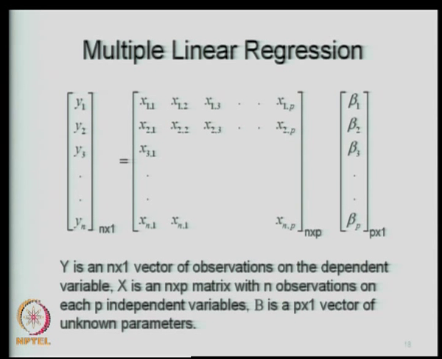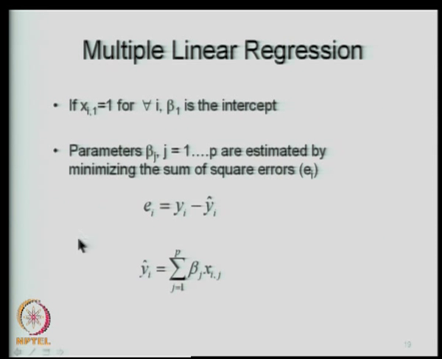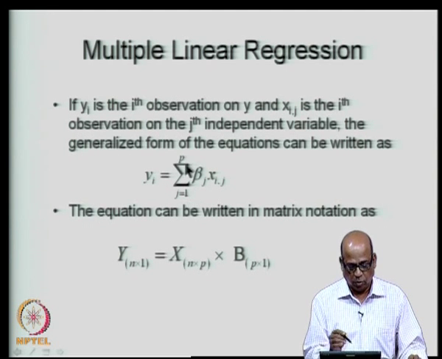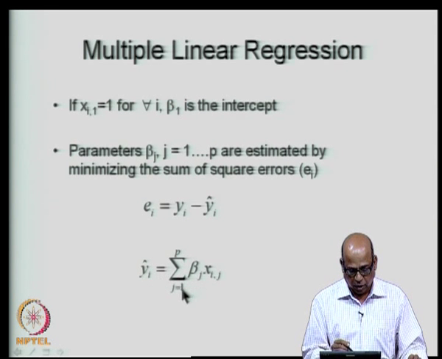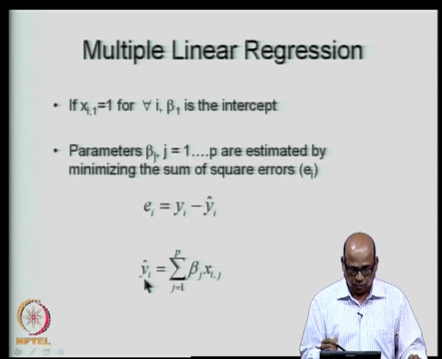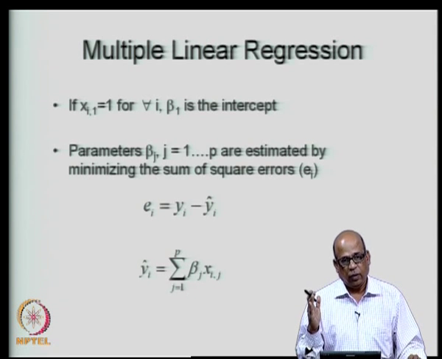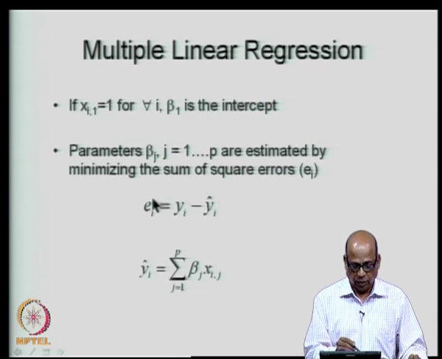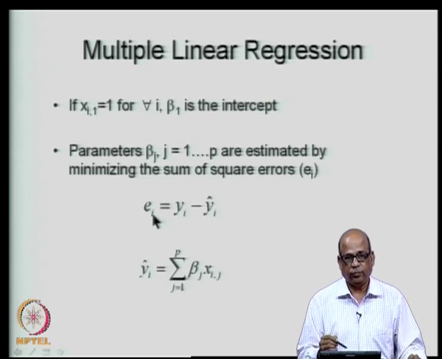Now, when we use these equations, we obtain the predicted values. So, we also write the predicted values from the same equation: y I cap is equal to the summation over j equal to 1 to p of beta j x I j. That is, when we use the expression, we get the predicted value corresponding to that. So, there is an observed value and there is a predicted value, and therefore, the error is y I minus y I cap. So, this becomes the error for the ith value.